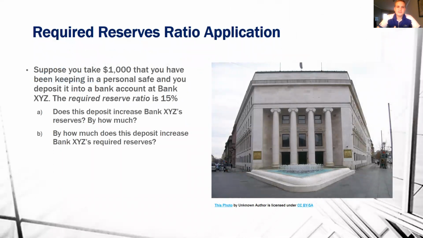Suppose you take $1,000 that you have been keeping in a personal safe and you deposit it into a bank account at Bank XYZ. The required reserve ratio is 15%. Does this deposit increase Bank XYZ's reserves? If so, by how much? By how much does this deposit increase Bank XYZ's required reserves?